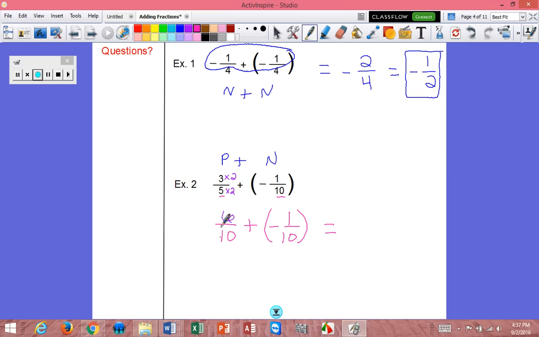Alright, again, I have a positive plus a negative, but we know that we're only going to perform the operation on the numerator. So the denominator stays the same. Now I have 6 plus a negative 1. That's like 6 good guys versus 1 bad guy. And we know that the good guys are going to win because they have 5 more. 5 over 10 reduces to 1/2.